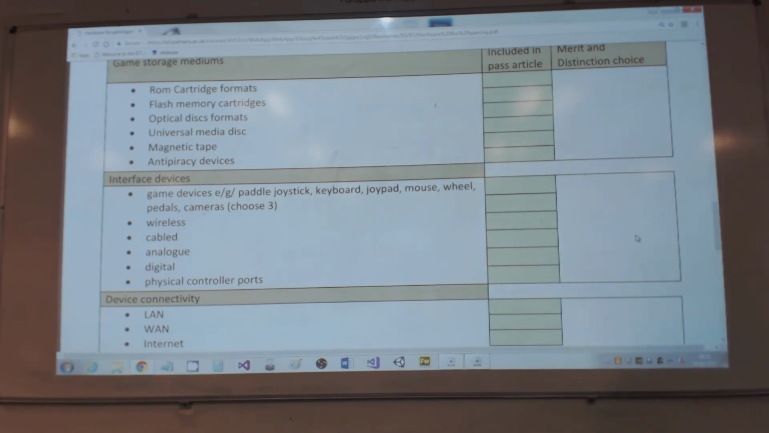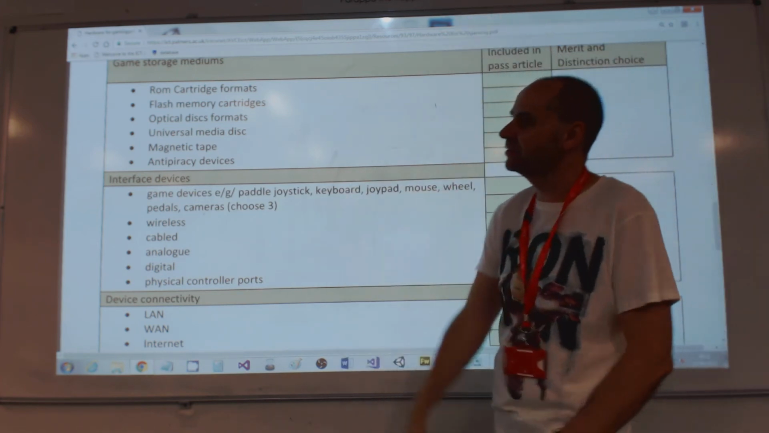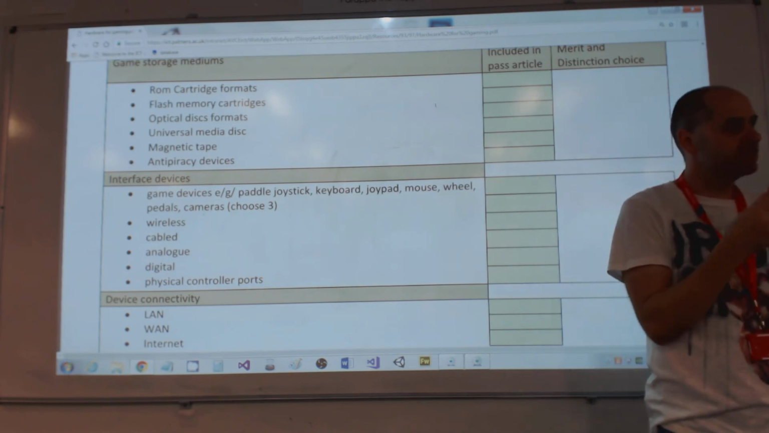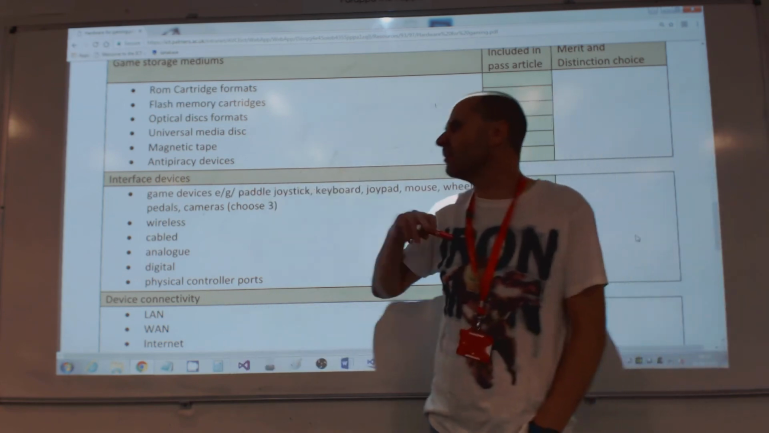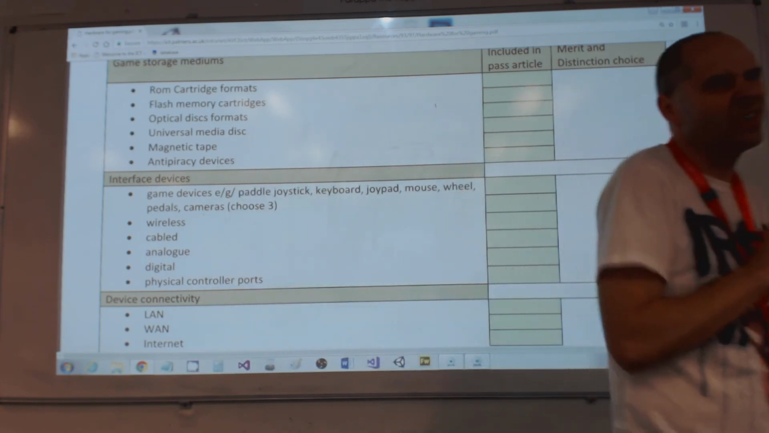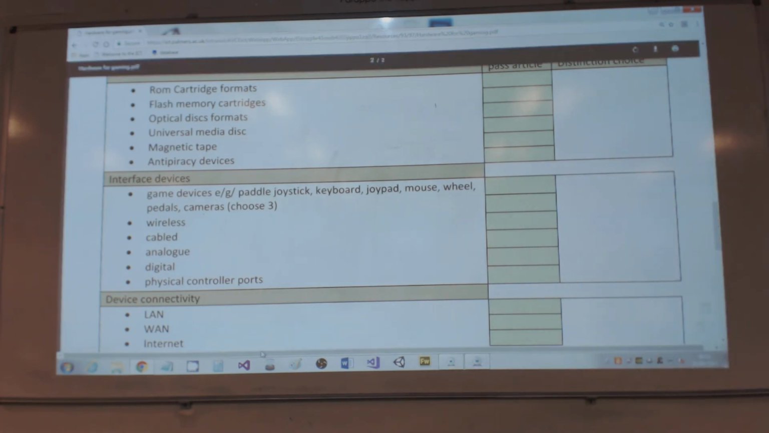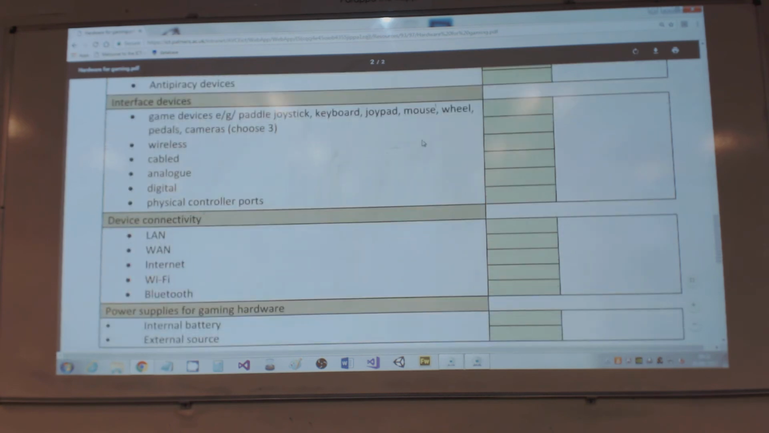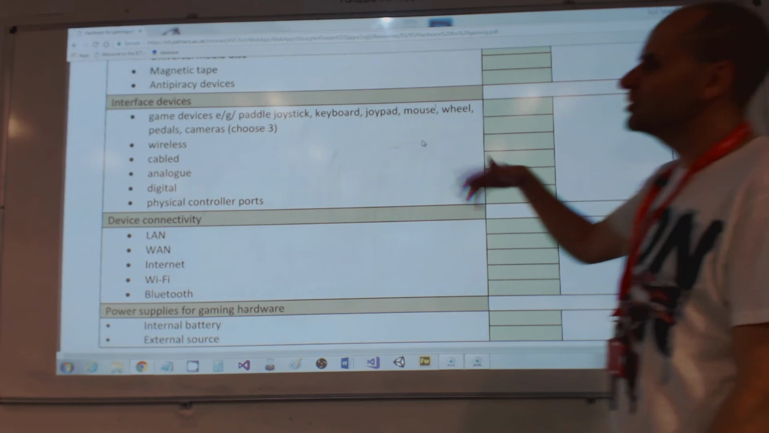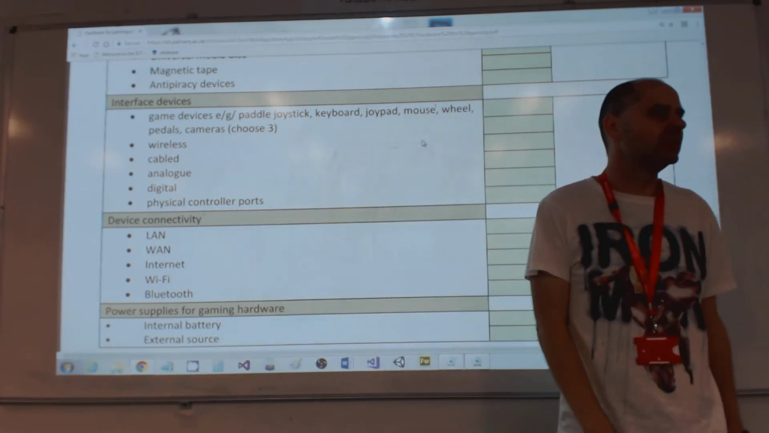For the merit and distinction, you're going to pick one of these things from each category to explain in a little bit more detail. So if I was doing this, I might look at that because that's quite interesting, the old antivirus stuff. Right, the interface devices. There's quite a list on here. You can do it discreetly, or you can lump a few of these together.